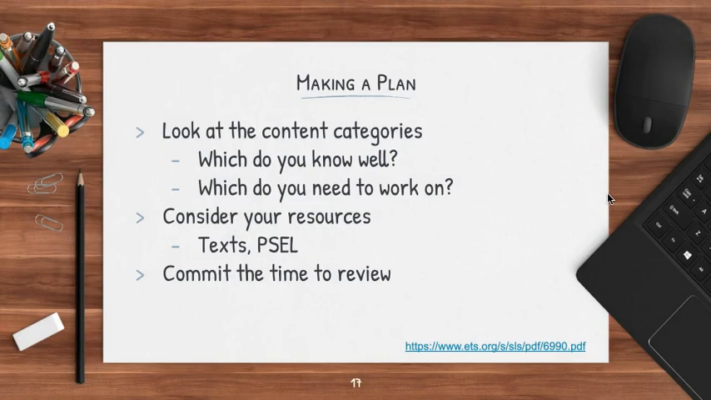Well, first and foremost, you want to go ahead and take a look at those content categories. Think about those percentages that I showed you at the beginning of the presentation. Which of those categories do you feel you know really well, and which of those do you need to work on? Your mentor would be a really, really good person to ask those questions to. Say, hey, look, I'm going to read some content categories on the SLLA for you, and I want you to let me know which ones you think I know really well and which ones you think I need to work on a little bit more.